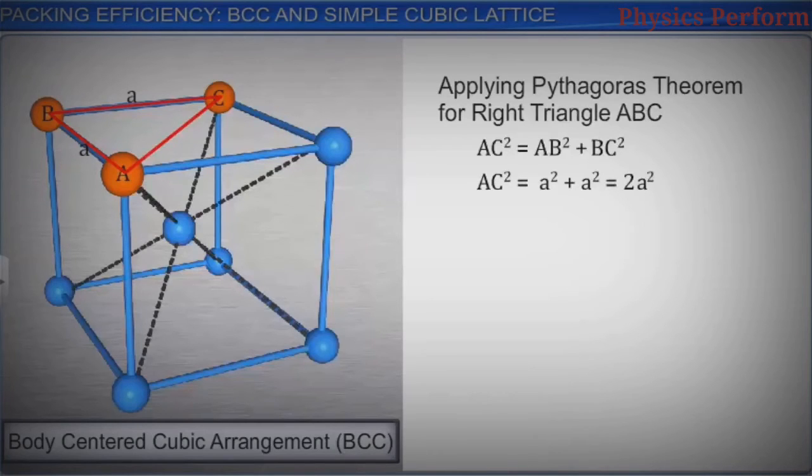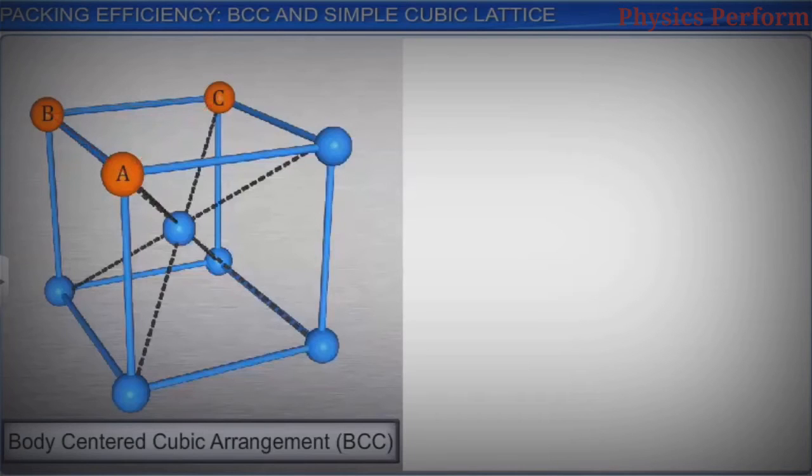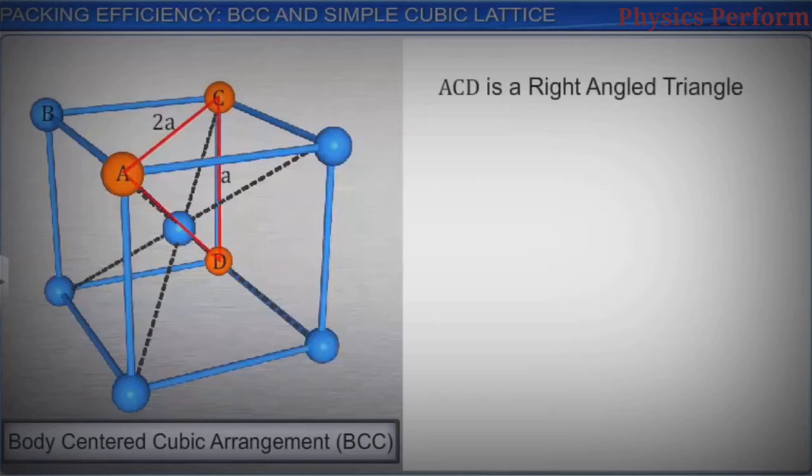On the other hand, points A, C and D lying on the unit cell form a right-angled triangle. Applying Pythagoras theorem to these points, AD square is equal to AC square plus CD square. Hence, AD square is equal to 2a square plus a square, which is equal to 3a square. Therefore, AD is equal to root 3 into a.